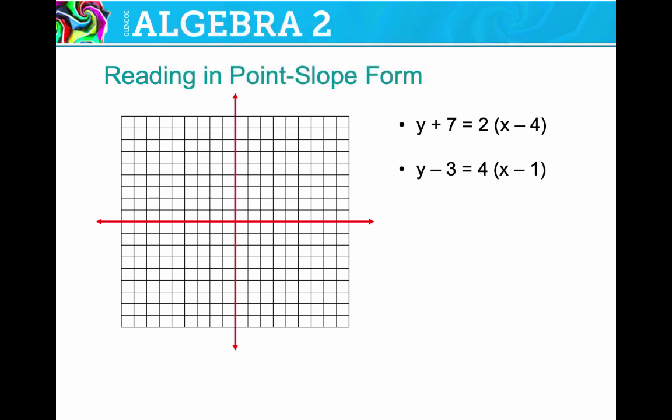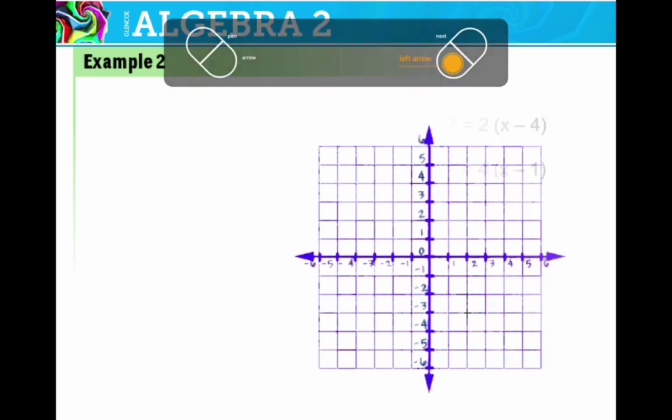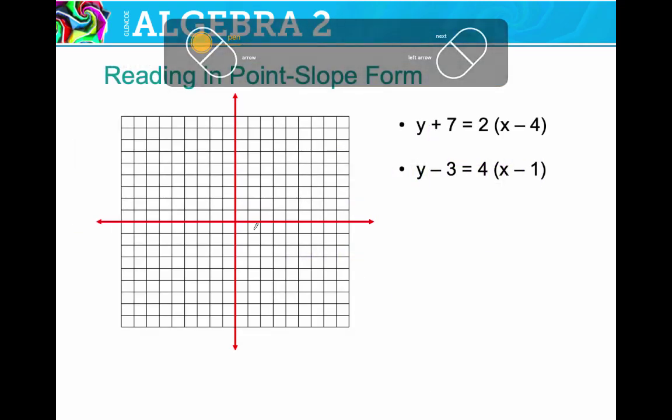Okay, I think you've got to turn the page on your notes. We've got a graph at the top there. We're going to read these in point slope form. It is very important that you understand that in point slope form we are subtracting the points. We are subtracting the points.